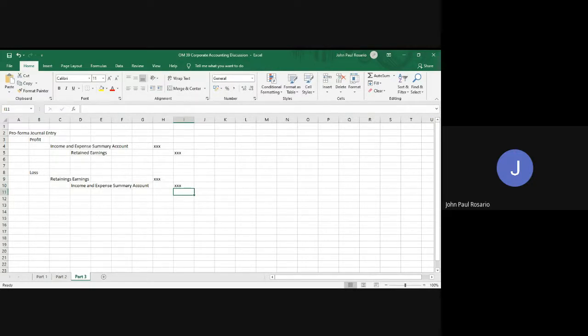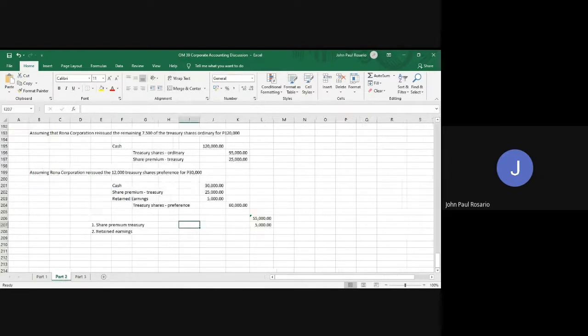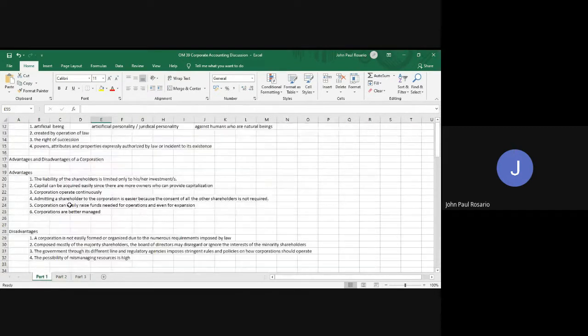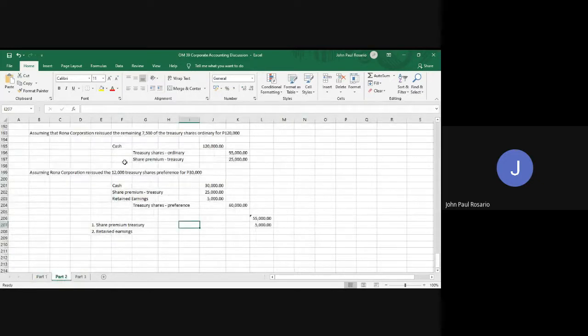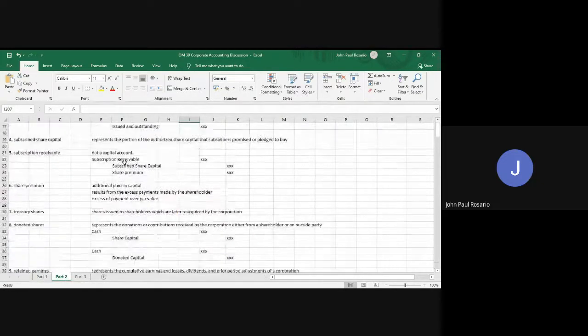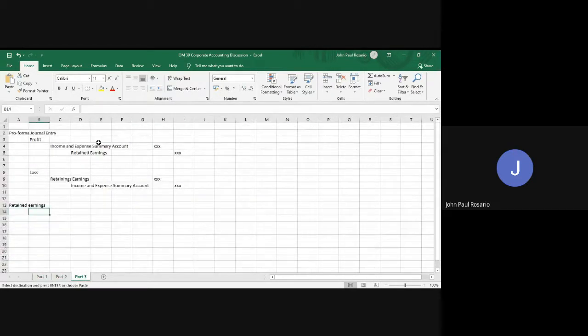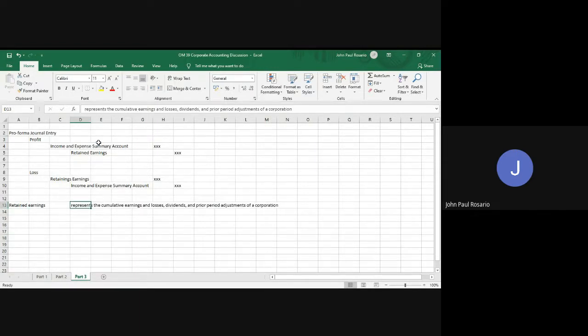Okay, now let's go to our retained earnings. Again, as defined in our part 1, retained earnings is, asan ba yun? Sa part 1 ba yun? O sa part 2 na yun? Is on the part 2. There we go. Okay, so retained earnings. This represents the cumulative earnings and losses, dividends, and prior period adjustments for a corporation. So with that definition, these are the things that affect our retained earnings.